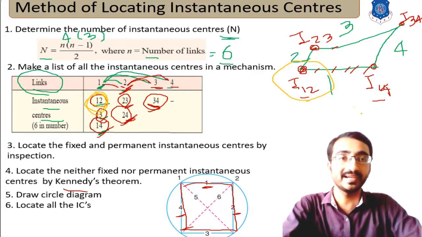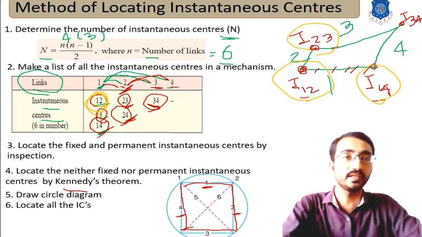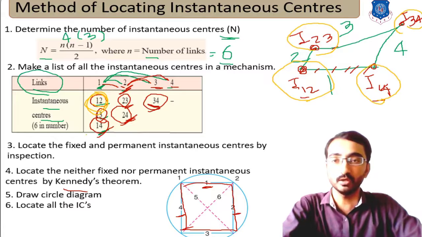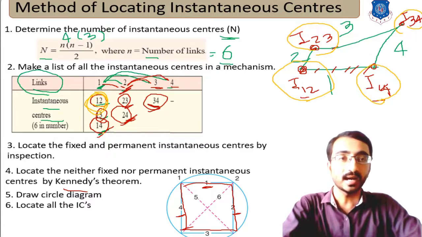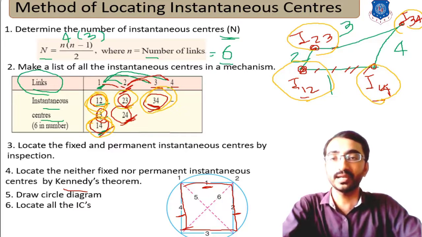Similarly, we have located I14. Okay, so we will locate I12, I14, I23 and I34. Now the remaining 2 are 2, 4 and 1, 3.